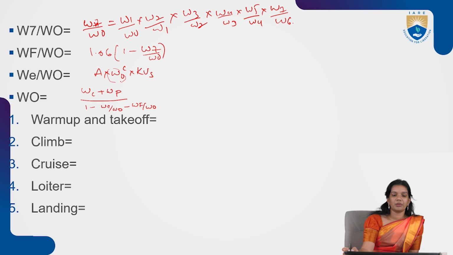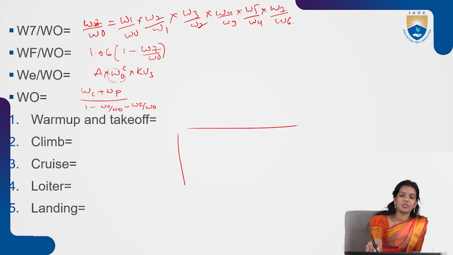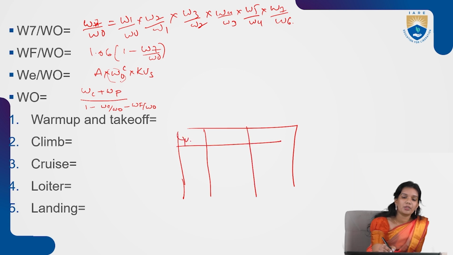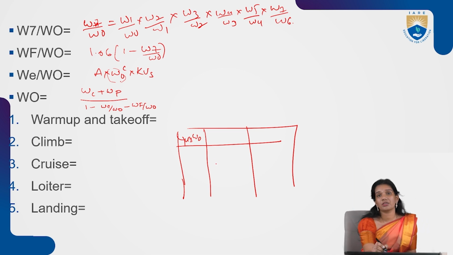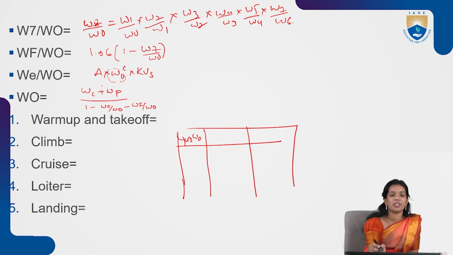So for W0, I take a table and we do some iterations. I am going to guess a weight, which is my guess W0. The guess weight is going to be 4 times the numerator, that is, 4 times the crew weight plus payload weight. Then I substitute it in my empty weight fraction, and I get a particular empty weight fraction for the guessed W0.